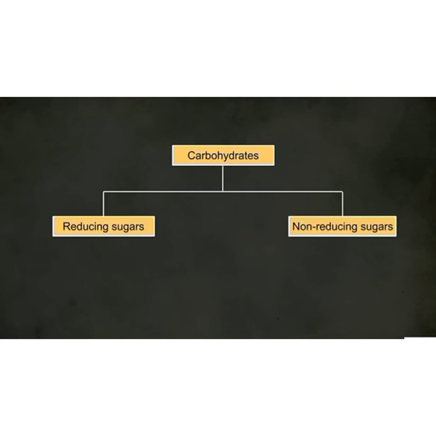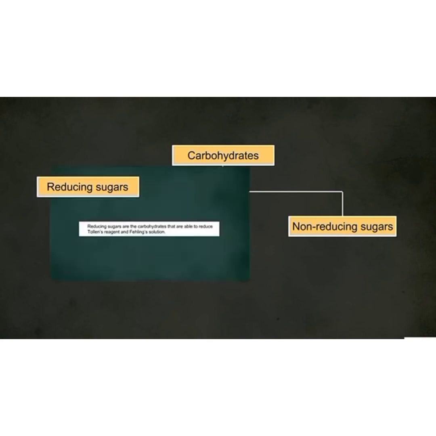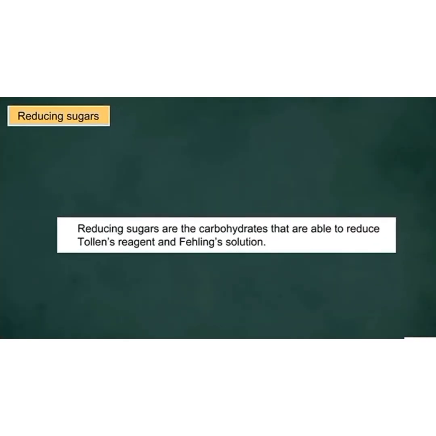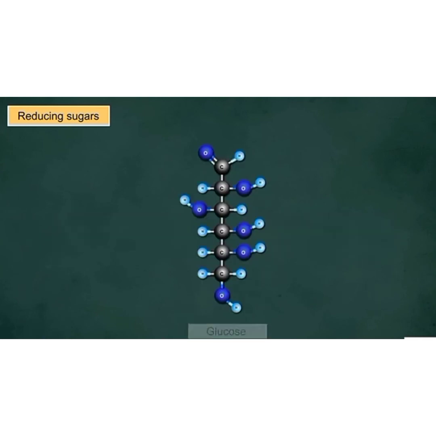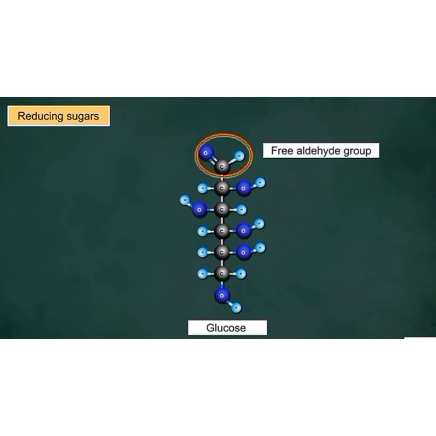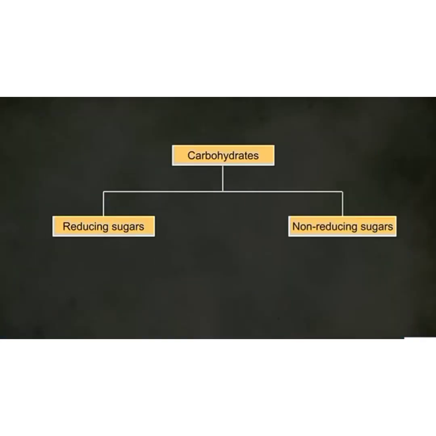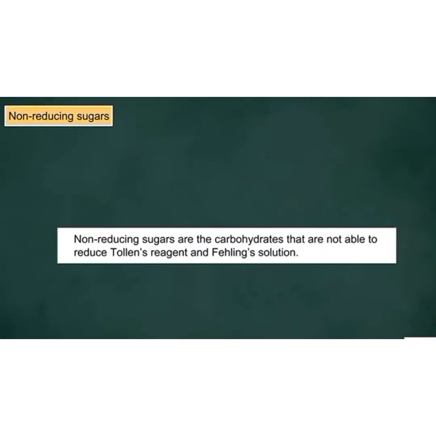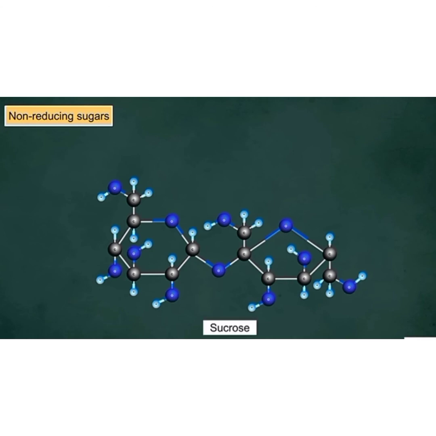Carbohydrates can also be classified into reducing and non-reducing sugars depending upon their ability to reduce Tollens' reagent and Fehling's solution. Reducing sugars are the carbohydrates that are able to reduce Tollens' reagent and Fehling's solution. For example, glucose. These carbohydrates contain a free aldehyde group or a ketone group in their structure. Non-reducing sugars are the carbohydrates that are not able to reduce Tollens' reagent and Fehling's solution. For example, sucrose. These carbohydrates do not contain a free aldehyde or ketone.